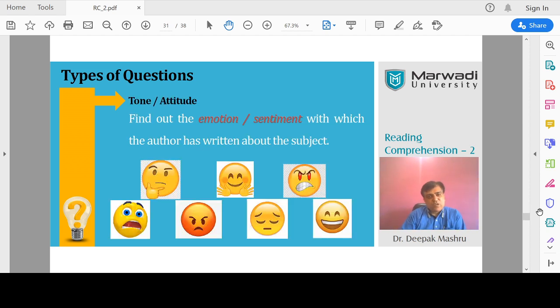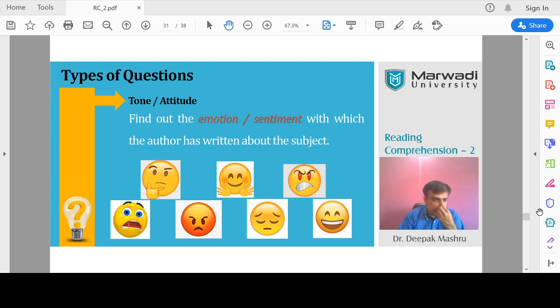Tone and attitude, second question. Here it talks about different emojis you can find. That means it talks about different emotions, sentiments. So the author has various sentiments, and because of the sentiment the author has, he has written. If the author is inquisitive, he has a question to ask. If the author is happy, that's why he's writing. The author is very angry. The author is disappointed. The author is in a good mood. The author is surprised.